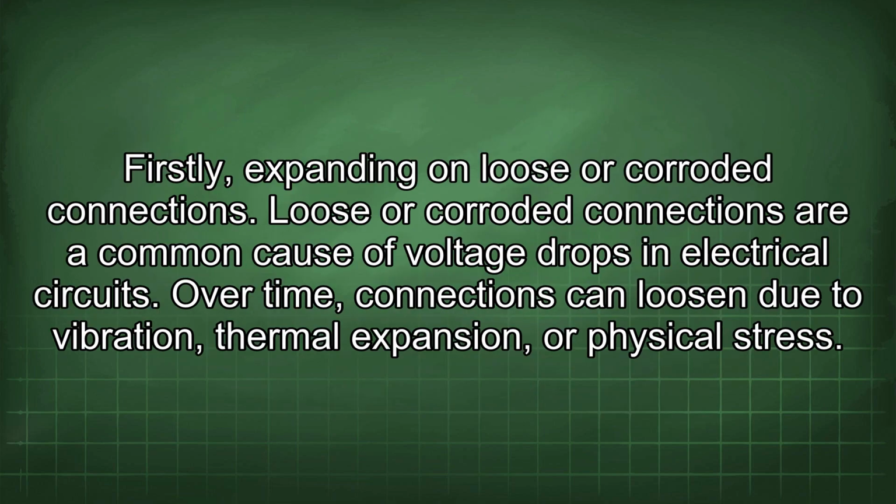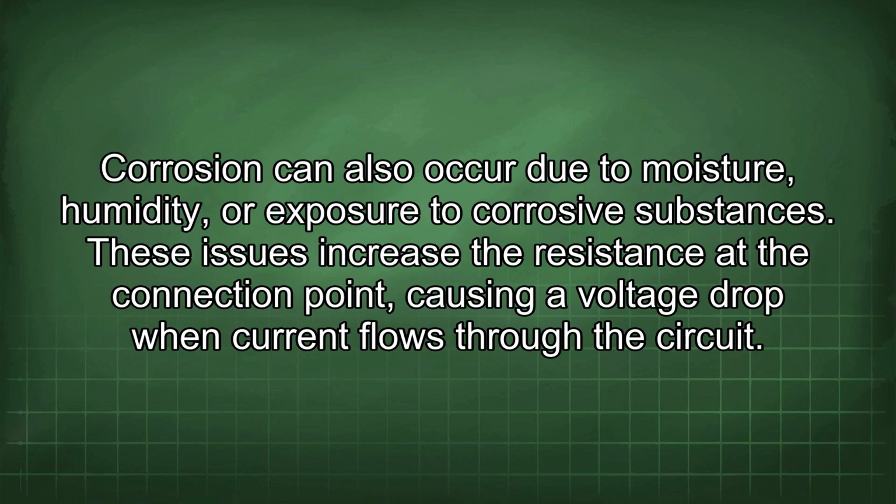Firstly, expanding on loose or corroded connections. Loose or corroded connections are a common cause of voltage drops in electrical circuits. Over time, connections can loosen due to vibration, thermal expansion, or physical stress. Corrosion can also occur due to moisture, humidity, or exposure to corrosive substances. These issues increase the resistance at the connection point, causing a voltage drop when current flows through the circuit.